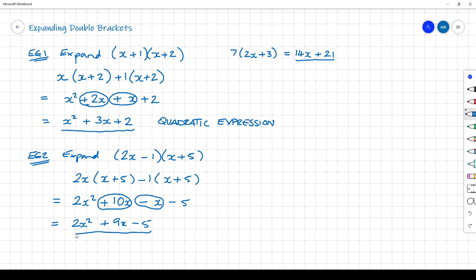Again, another typical quadratic expression, because it's got an x squared too. It doesn't matter if those other terms are there, they just happen to be there. But a typical quadratic expression has a squared term, a term to the power of 1, and a number on its own, a constant.